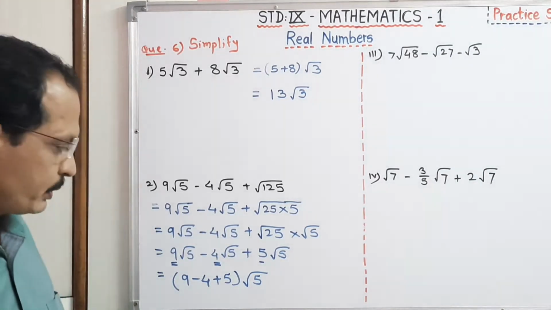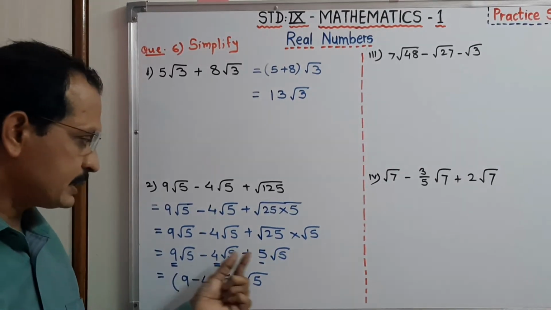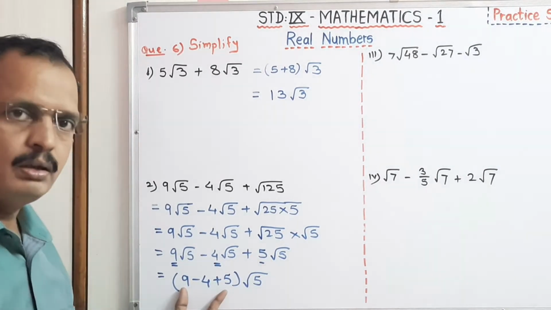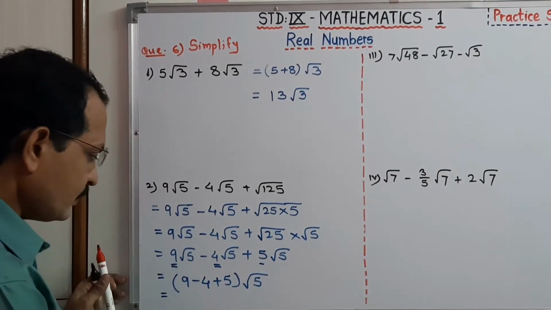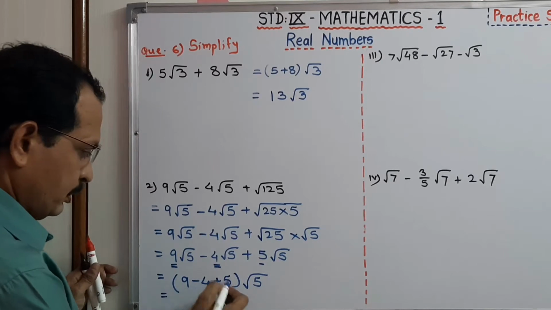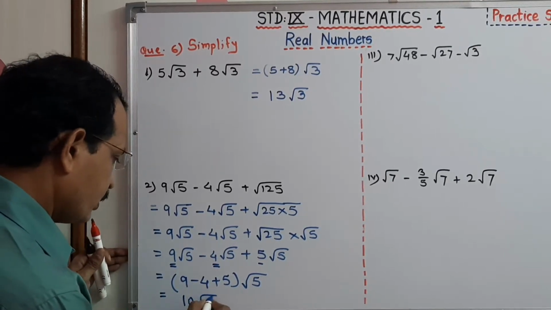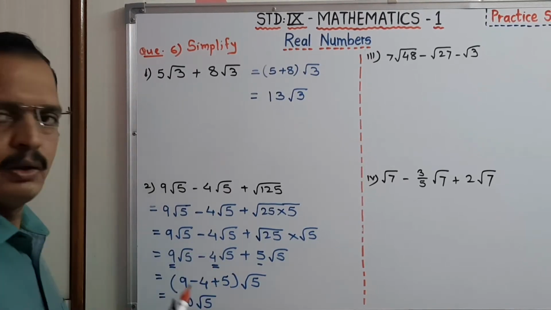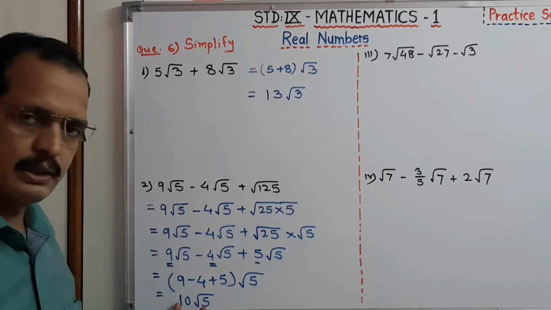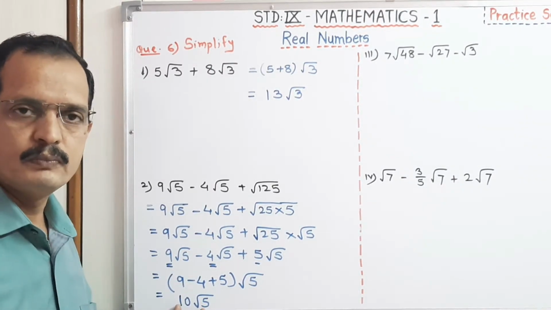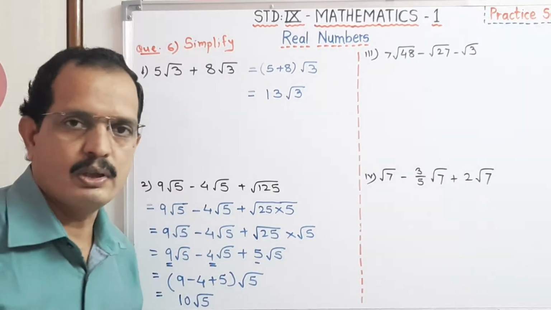I think everyone understood this. This 9 is one factor, and the other factor, these terms, we are taking under the bracket, and then we got 9 minus 4 plus 5, we can write here 10 root 5. Okay, this is our final answer. Simplifying this, we get the answer 10 root 5. Very simple, we just have to factorize, that is the important thing.